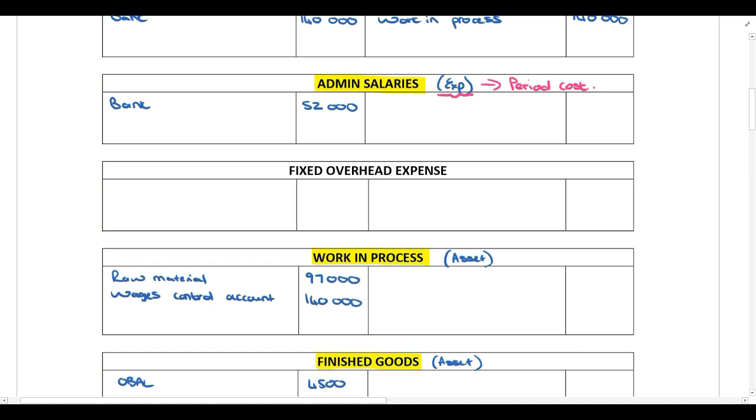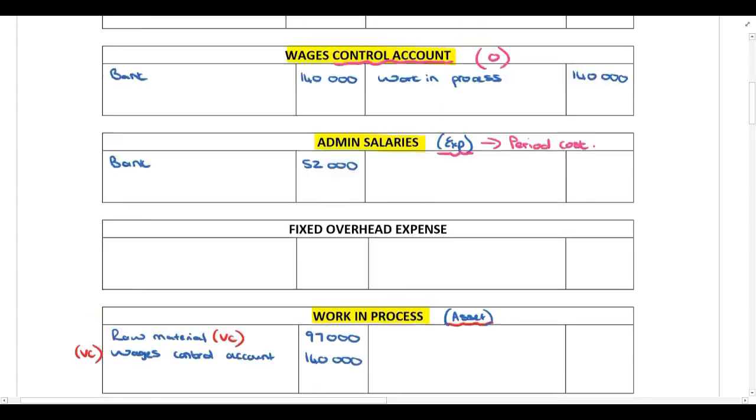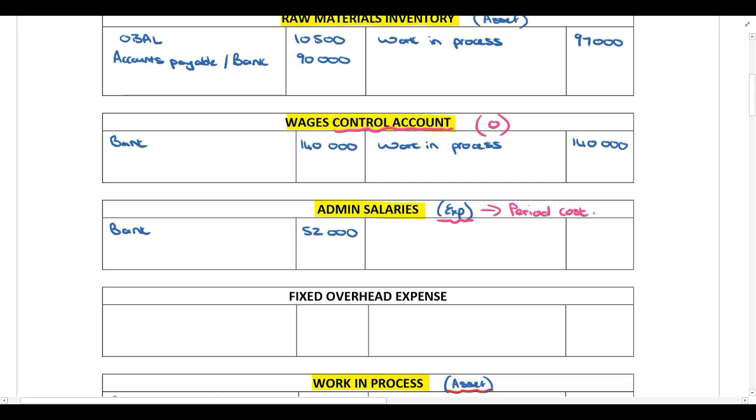With 140,000 rand. So because this is variable costing, both of my variable production costs are included in the value of my inventory. So raw material is a variable production cost. Direct labor is also a variable production cost. So both of them are included in the cost of inventory. And this wages control account now balances to zero. So there's no expense over here.